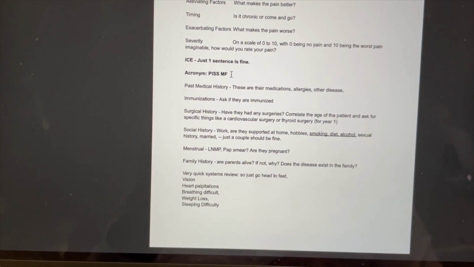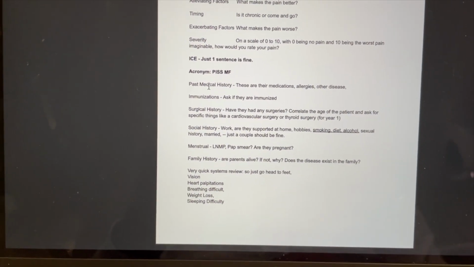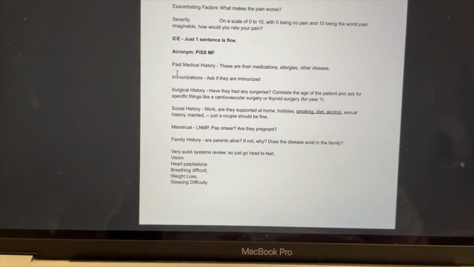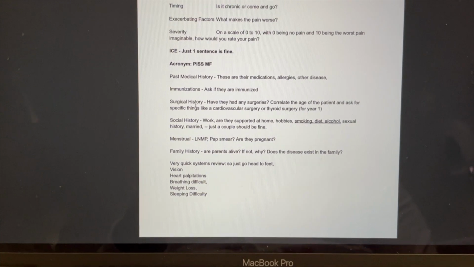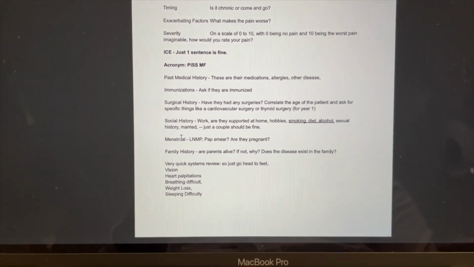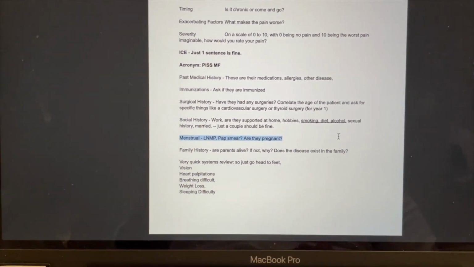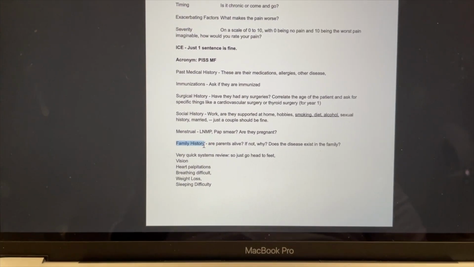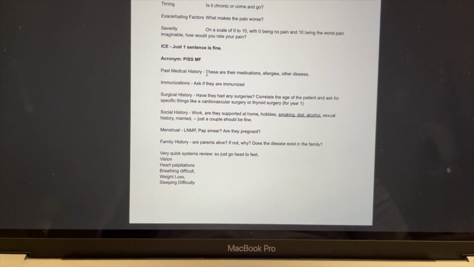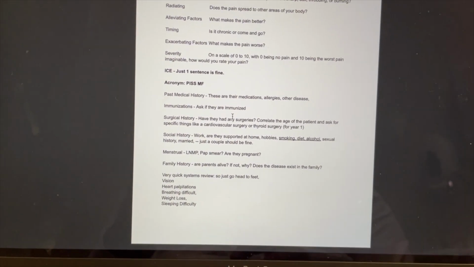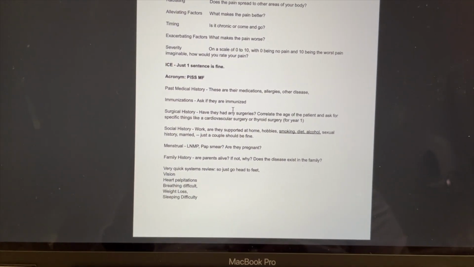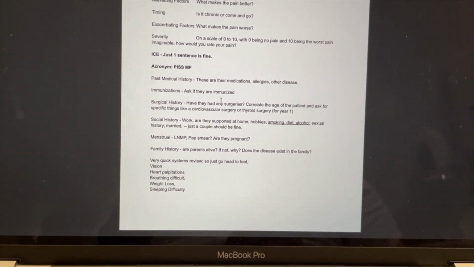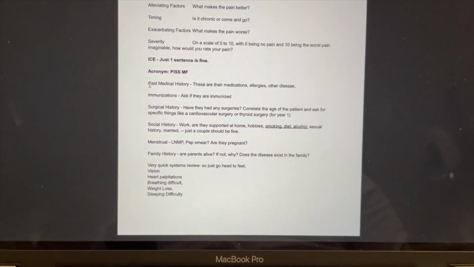So the next acronym is PISS-MF. Hopefully that helps you remember. And what it is, it's past medical history, immunizations, surgical history, social history, menstrual. Please remember that if it's a biological male patient, this doesn't apply. And then family history. So for past medical history, think of what are their past medications, their past allergies or other diseases, what makes them them. That's what past medical history is.